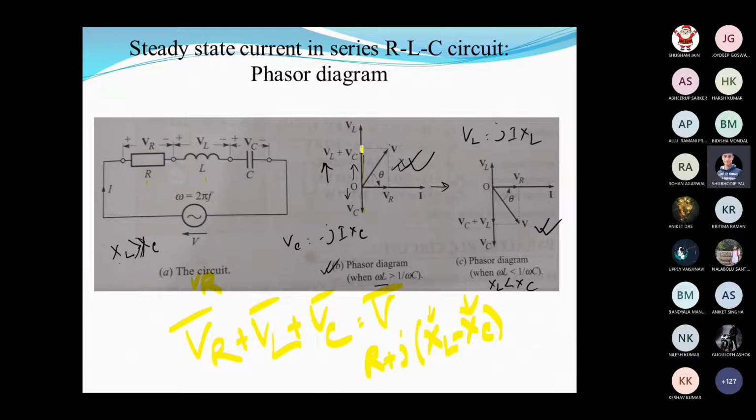Similarly, if capacitor is higher, in that case, the VL plus VC will point in this direction, and the circuit resultant will be this one. So the current is actually leading the net voltage. But in case of inductive circuit, current actually lags the net voltage. And then we may have the parallel combination of resistor and inductor, resistor and capacitor.